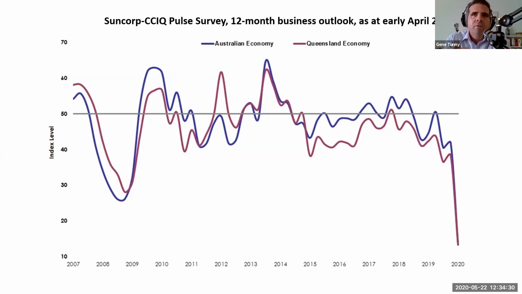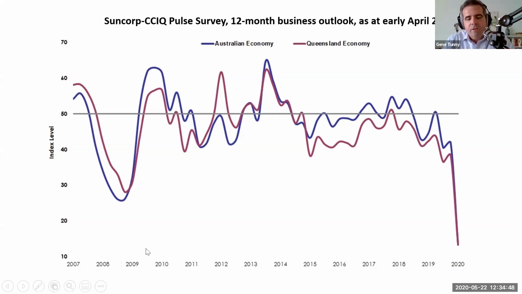There are big hits across Queensland, but then we're seeing very profound impacts in economies that are highly dependent upon the most affected sectors, particularly hospitality and tourism. We'll get into that a bit later and what that might mean for policy.